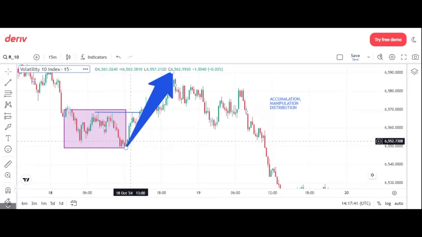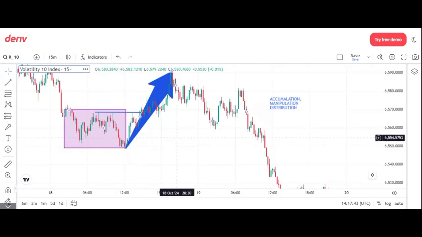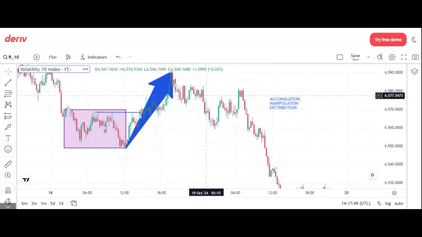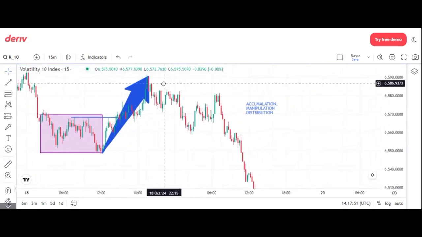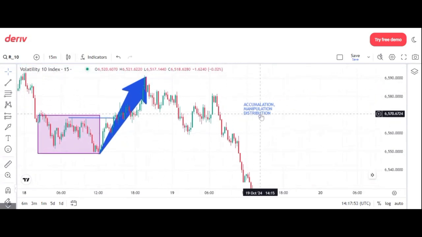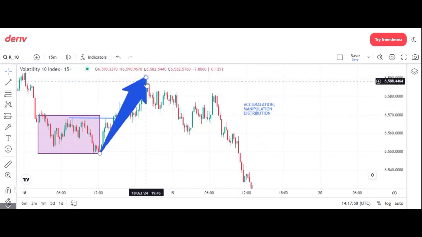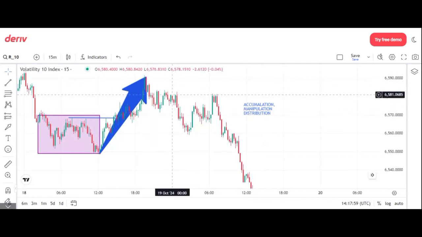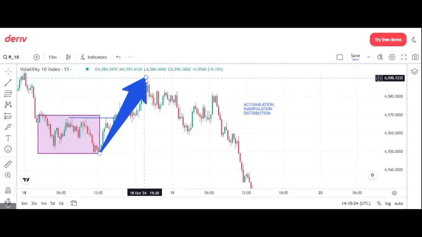So now let's first remove these, or just make this arrow marker move well, so that I can show you the entry points in this distribution phase, which you can also apply in real-time trading. You can also apply it on the forex chart market. So let's push this market here.